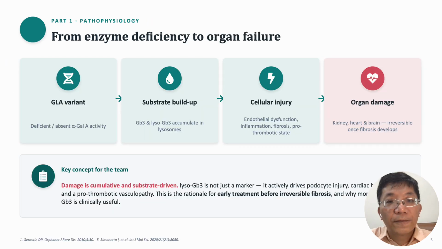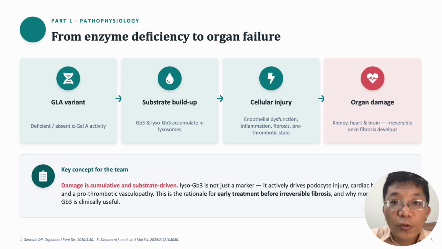Fabry disease comes from 4 steps. First, a pathogenic GLA variant produces deficiency or absence of alpha-GLA. Then the substrate GB3 and its circulating form lyso-GB3 accumulate in the lysosome. And it is not an inert storage. It is a cell injury. It triggers endothelial dysfunction, chronic inflammation, a profibrotic response and a prothrombotic status. Over years, organ damage follows. It affects 3 organ systems that determine prognosis: kidney, heart, and brain.